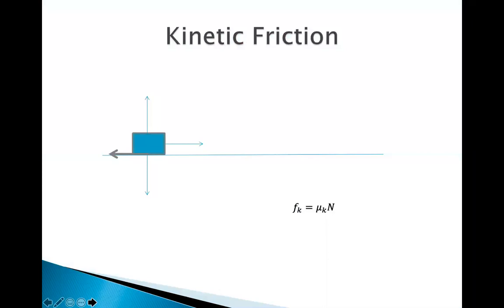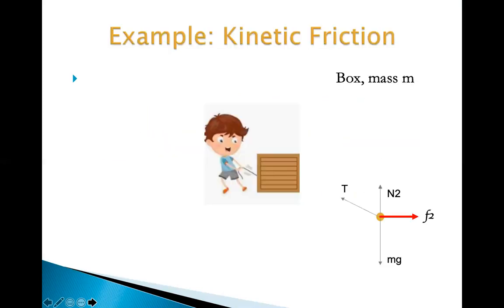Kinetic friction, the word kinetic means motion. So when an object is in motion, then the force that resists the relative sliding of the surfaces is called kinetic friction. In magnitude, it equals the friction coefficient multiplied by the normal force. So here is kinetic friction.